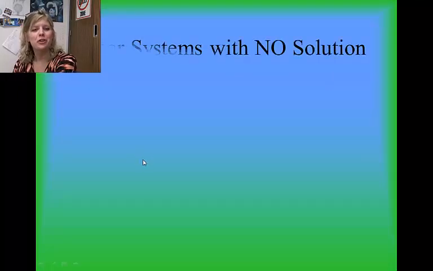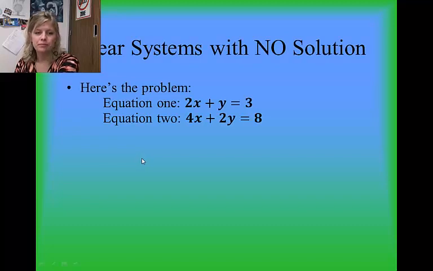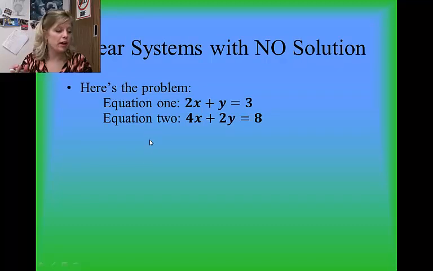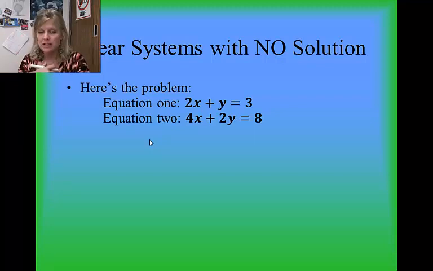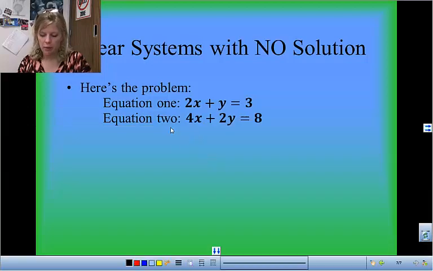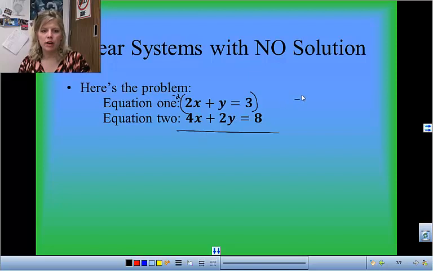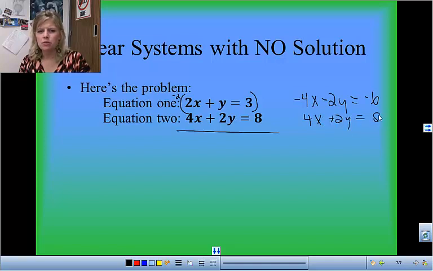Alright, don't let these fool you. No solution. No solution. If you were to graph these, they would be parallel lines. They don't intersect. Lines that don't intersect don't have a solution. Or you could say if I was to solve for these, they have no numbers in common. What if I multiply this top equation by a negative 2? So I would have negative 4x minus 2y equals negative 6. And then I had my bottom equation. What happens when you add these equations together?